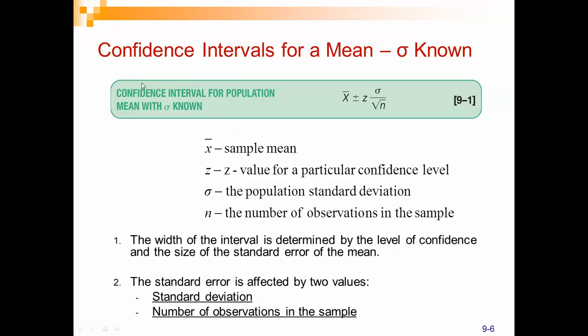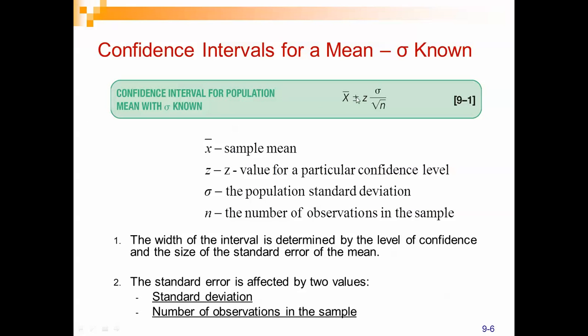The formula for the confidence interval for population mean when we know the population standard deviation is x bar plus and minus z times the population standard deviation divided by the square root of n. And this may seem a little confusing at first, but as we break it down, I think you'll find it a little bit clearer. The formula is the point estimate of x bar. So we've determined what the best guess of the population mean is, and that's the x bar value.